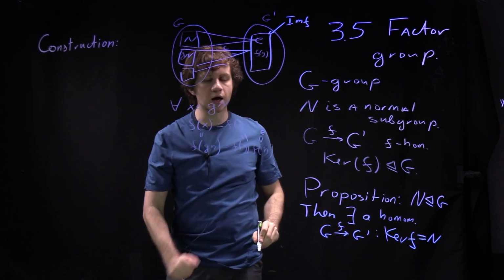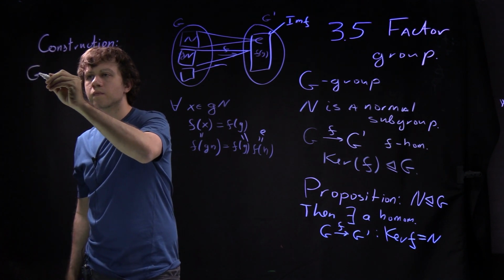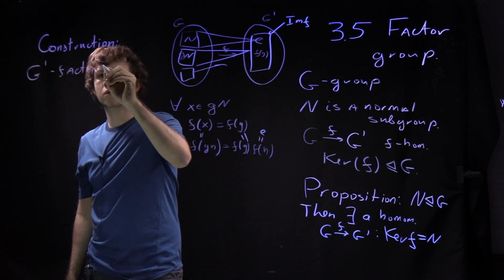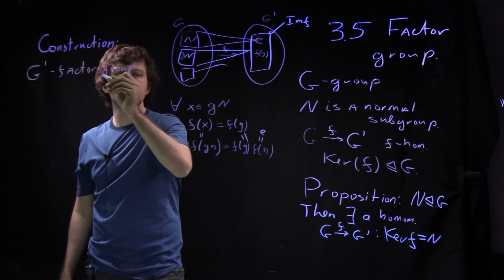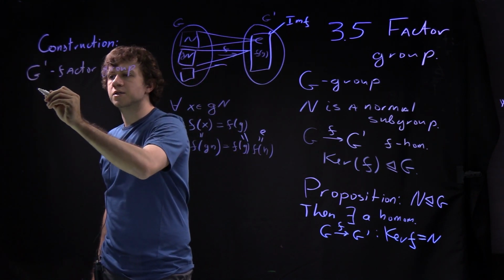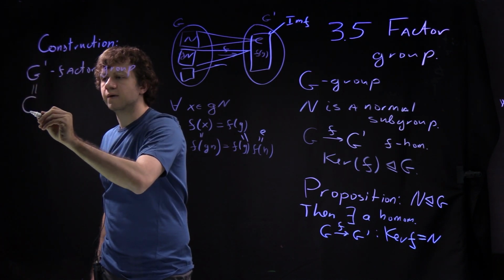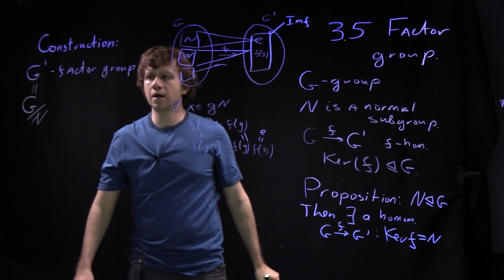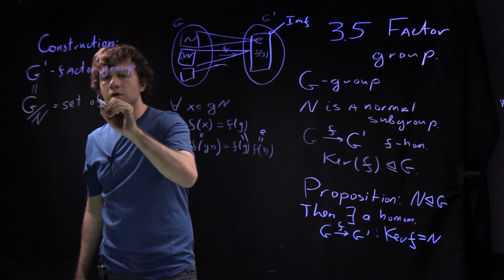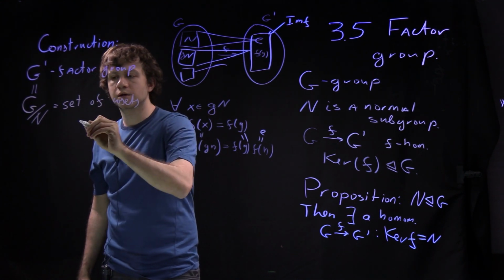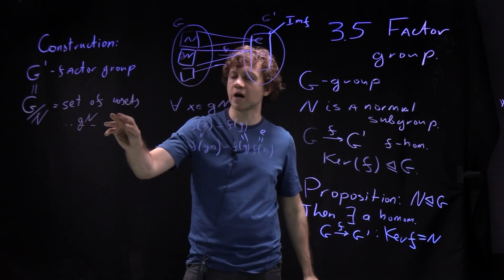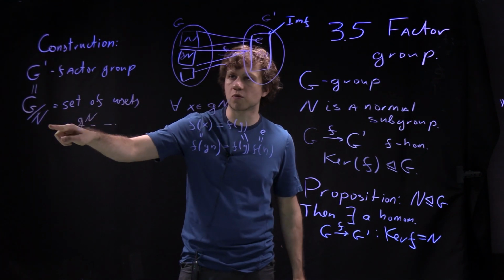So I'm constructing a group G prime, which is called the factor group. Factor comes from the idea that our equivalence relation factorizes the set. It is denoted by G divided by N, and as I said, it is just the set of cosets gN. So we have all these cosets for every element, and the set of cosets is called the factor group.